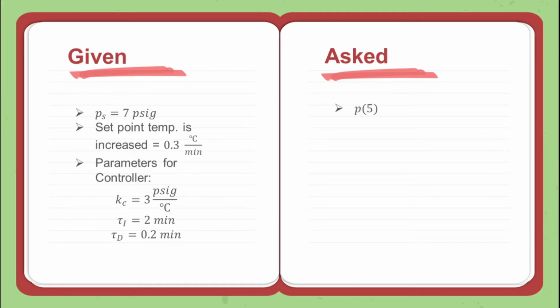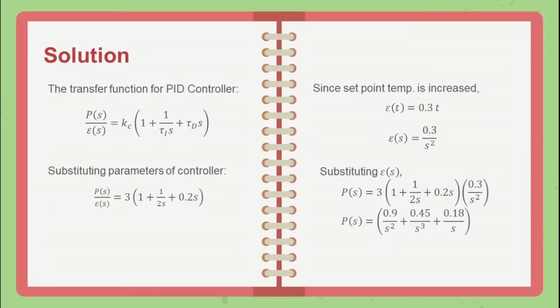We are given the pressure output, which is 7 psig. The set point temperature is increased at a rate of 0.3 degrees Celsius per minute. We also have the parameters for the controller, which are the Kc, or the proportional gain, which is 3 psig per degree Celsius. We have the tau I, which is the reset time of 2 minutes, tau d, which is the derivative time of 0.2 minutes. And now we are asked in this problem, what is the pressure output after 5 minutes?